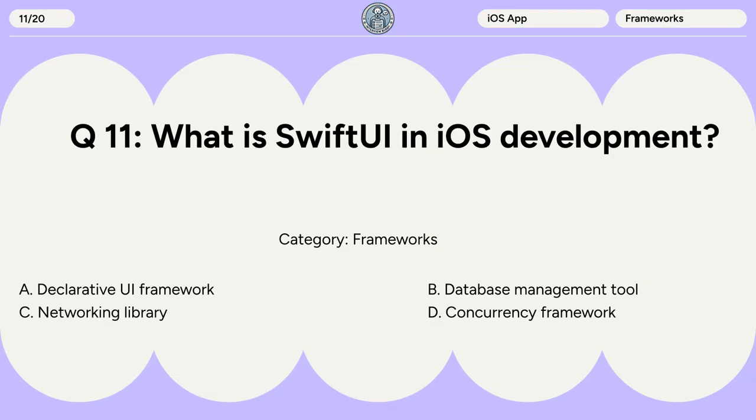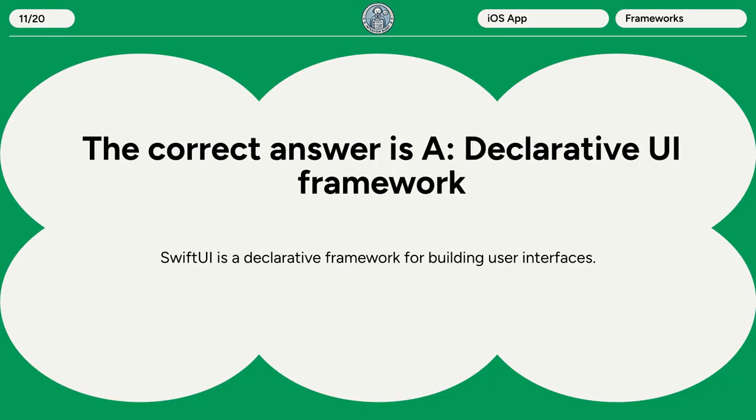Question 11. What is SwiftUI in iOS development? A. Declarative UI framework. B. Database management tool. C. Networking library. D. Concurrency framework. The correct answer is A. Declarative UI framework. SwiftUI is a declarative framework for building user interfaces.